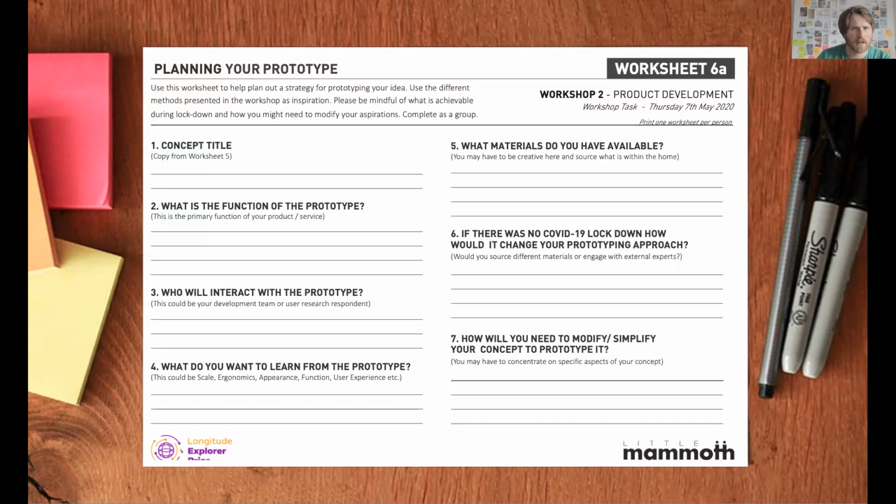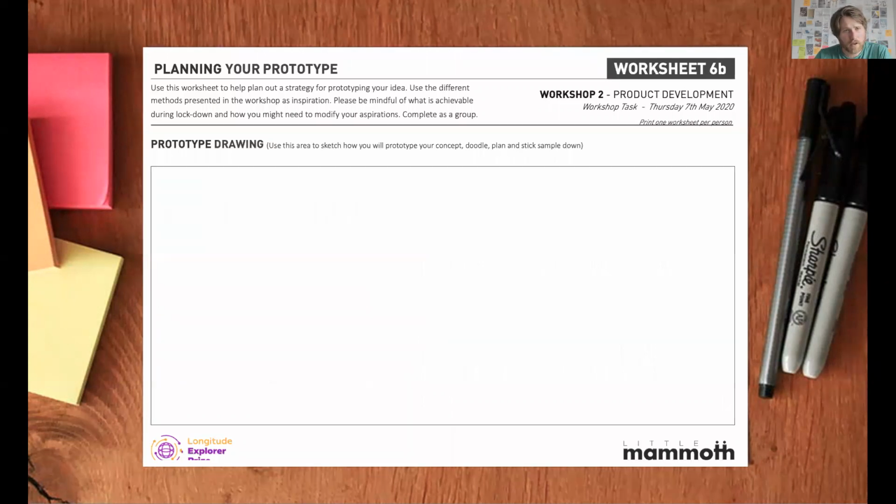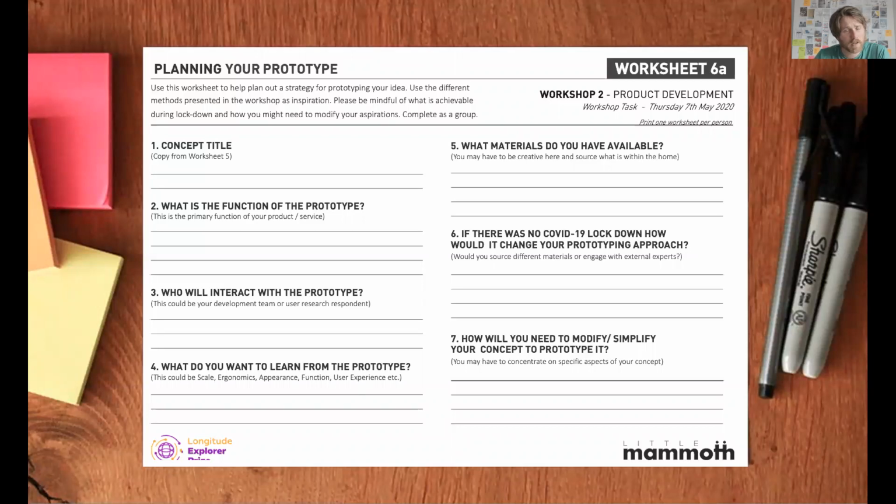Some of the things you might need to think about are: what is the main function of the prototype? Who will interact with the prototype? What do you want to learn from the prototype? What materials do you have available, which is quite a crucial one in the current situation. And we've put in number 6, would you change your prototyping approach if lockdown wasn't taking place? So would it change the way that you'd go about things? And finally, how would you need to modify or simplify your concept to be able to prototype it?